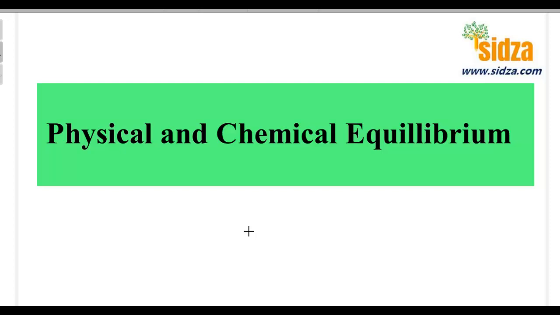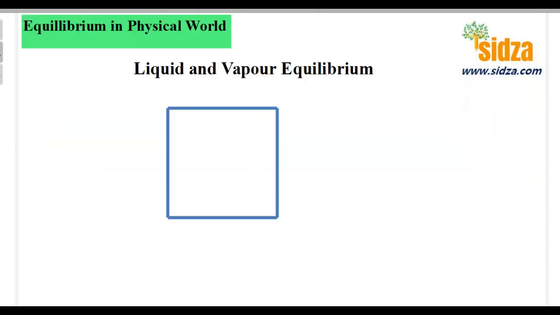Physical and chemical equilibrium. We have learned in our last lesson what an equilibrium is, what a state of equilibrium is, and now we will take certain examples in physical and chemical systems. In a physical system, we can have an equilibrium between a liquid state and its vapor state.